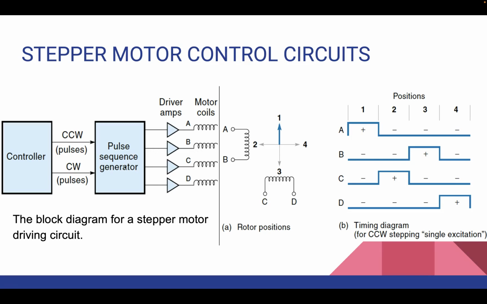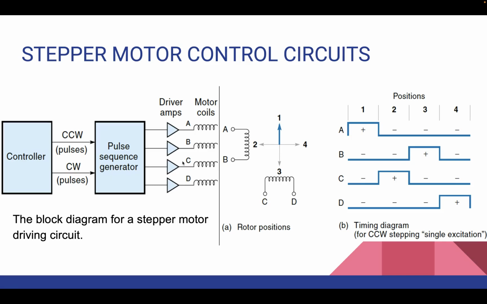Next, we have the pulse sequence generator, which translates the commands from the controller into precise voltages applied to the stepper motor coils. You can think of it as the translator between the digital instructions and the motor's physical movements. And then we have the driver amplifiers. These amplifiers boost the power of the signals sent to the motor coils. It ensures smooth and efficient operation.